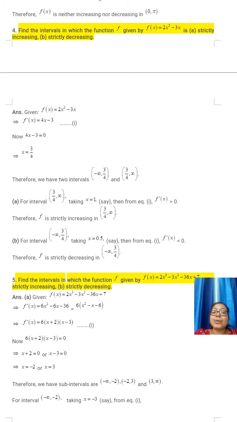So therefore f is strictly increasing in this open interval 3/4 to plus infinity. The second case is minus infinity to 3/4. Taking the value 0.5, the function f'(x) is less than 0. So f is strictly decreasing in minus infinity to 3/4.